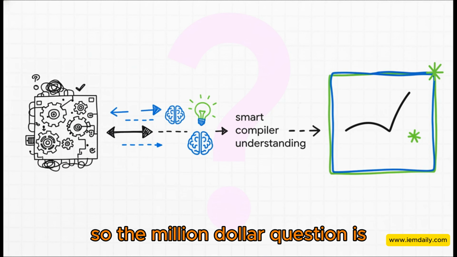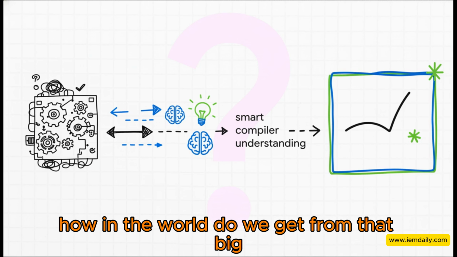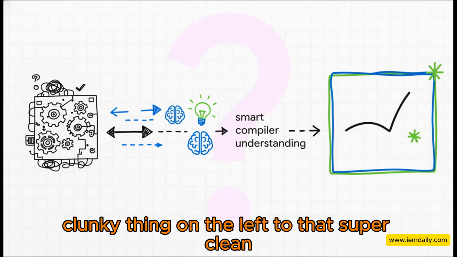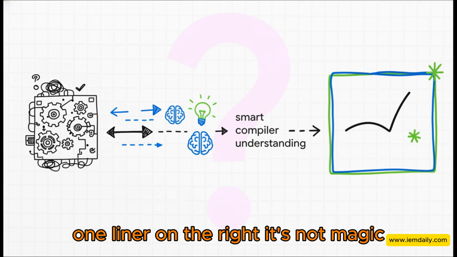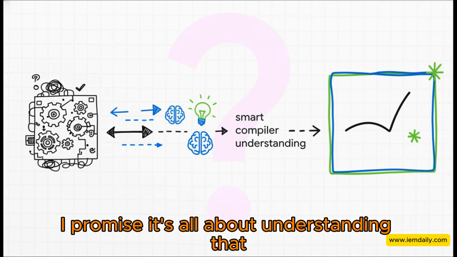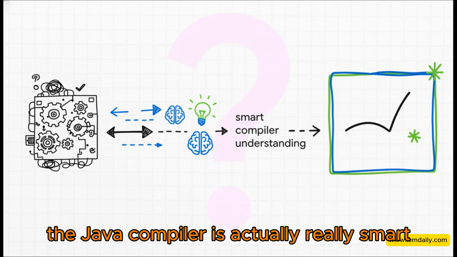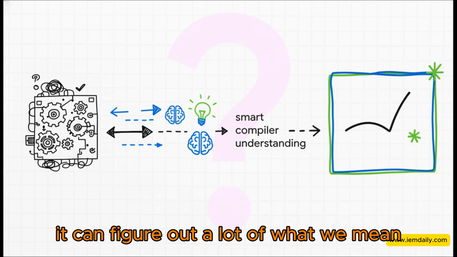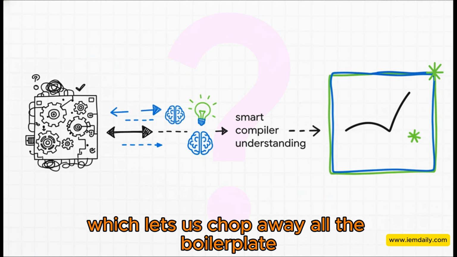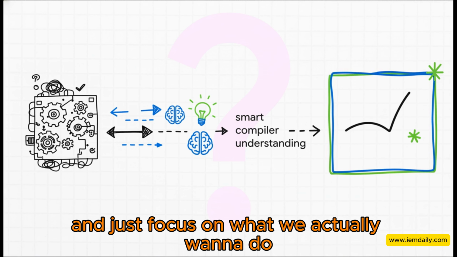So the million-dollar question is, how in the world do we get from that big clunky thing on the left to that super clean one-liner on the right? It's not magic, I promise. It's all about understanding that the Java compiler is actually really smart. It can figure out a lot of what we mean, which lets us chop away all the boilerplate and just focus on what we actually want to do.